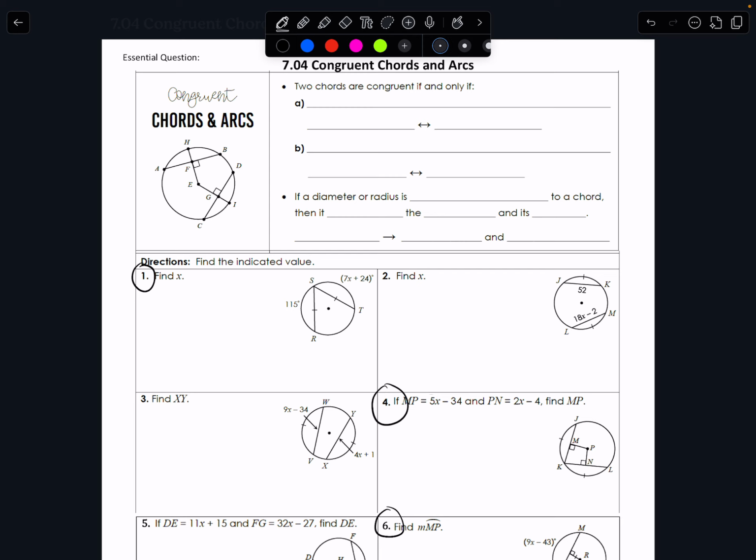Alright guys, welcome back to some math. Today we're doing congruent chords and arcs.